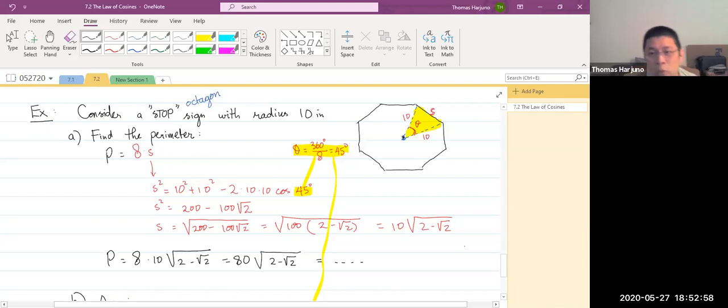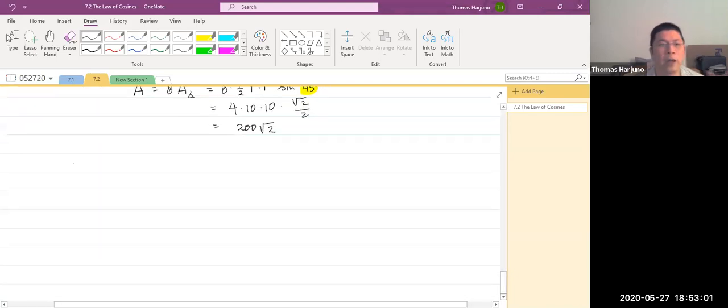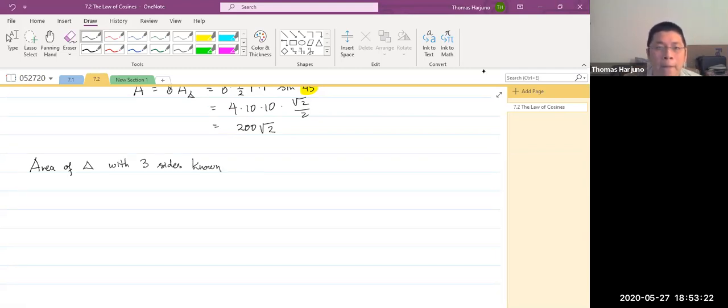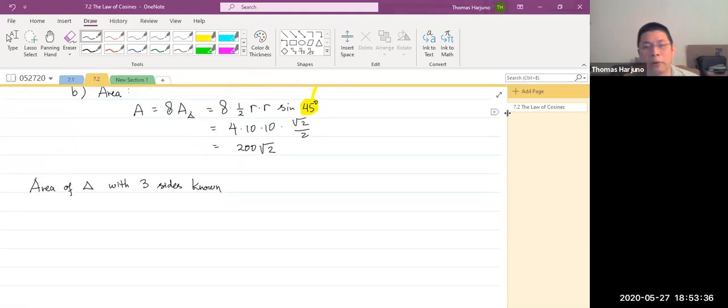Okay. Now, last one, which I will not prove, is to find the area of a triangle with 3 sides known. Yes, on the test, I may ask you the area and perimeter of a regular polygon. Somebody asked me that question. Will I ask that area and perimeter? Yes, in terms of polygon.